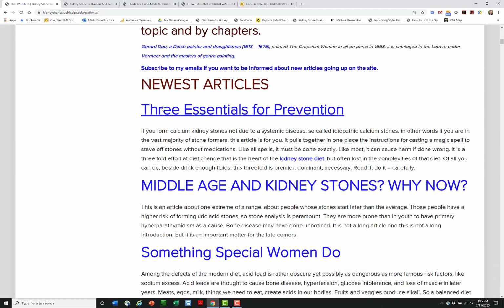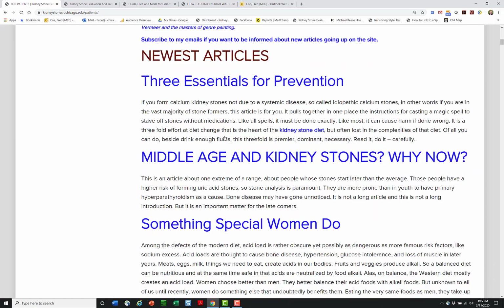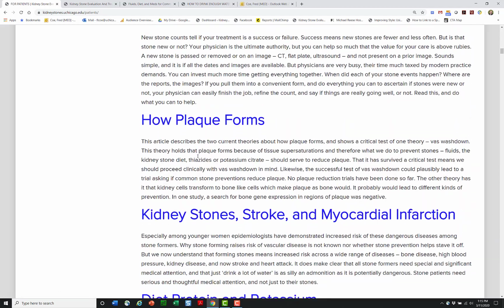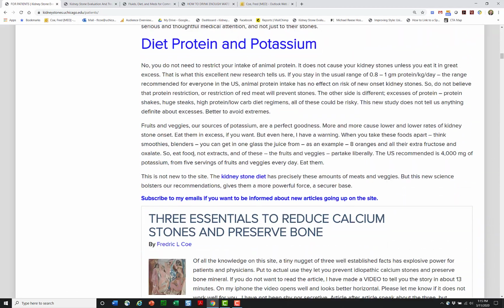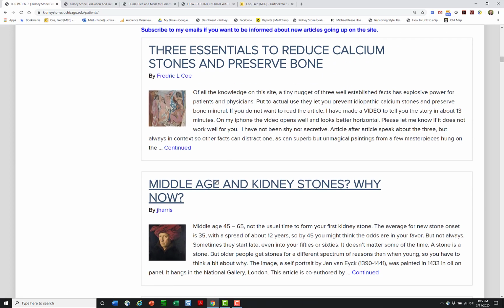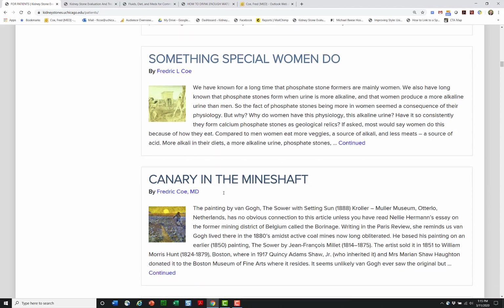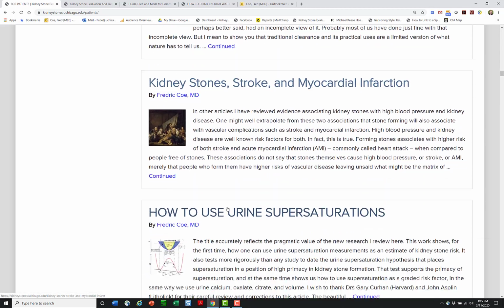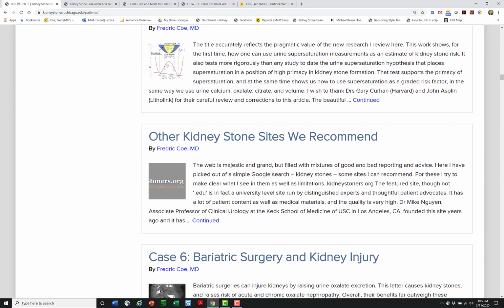You'll also notice it's in two parts. The newest articles, this is the ones I put up recently, are at the top, and each one has a link. Below it are all the articles that have ever been put on this page, going back to the founding of the site, somewhere in 2015.